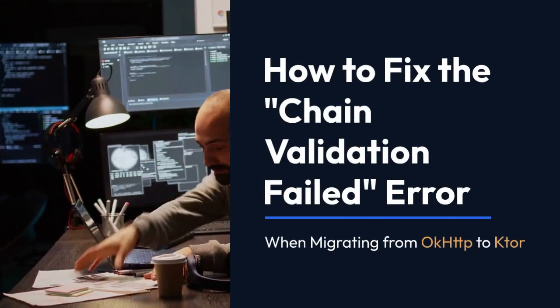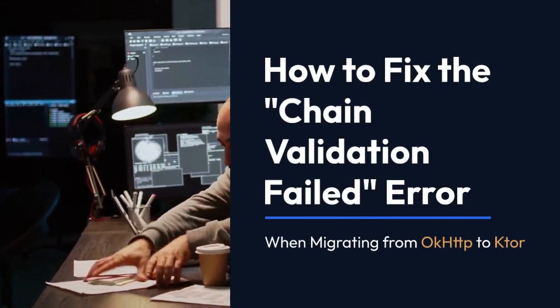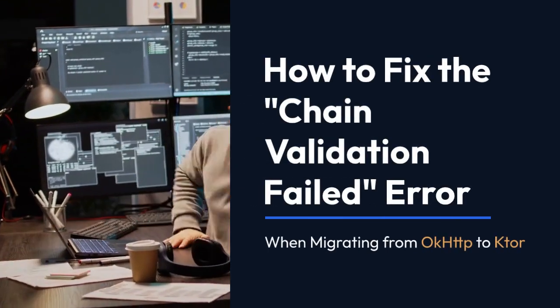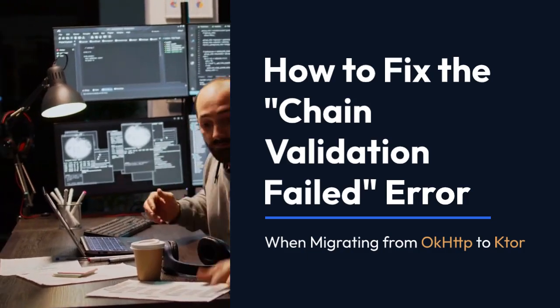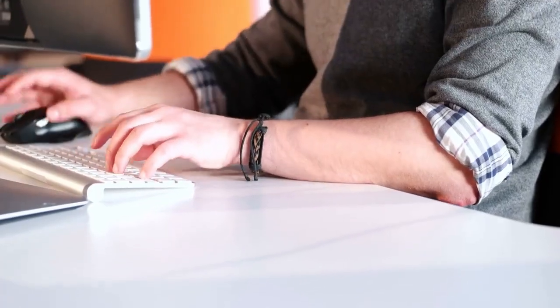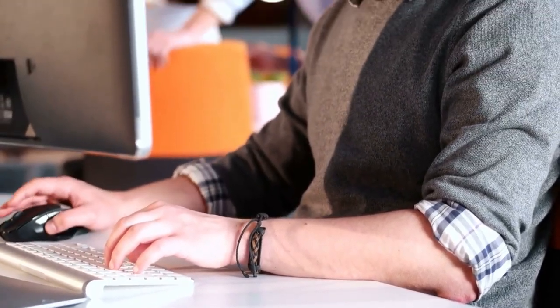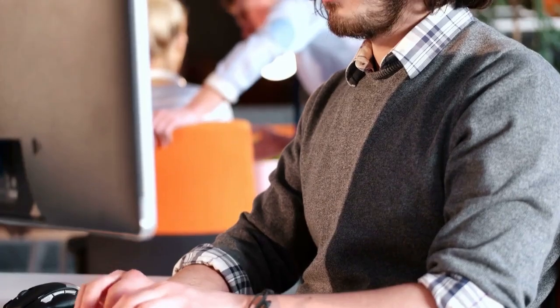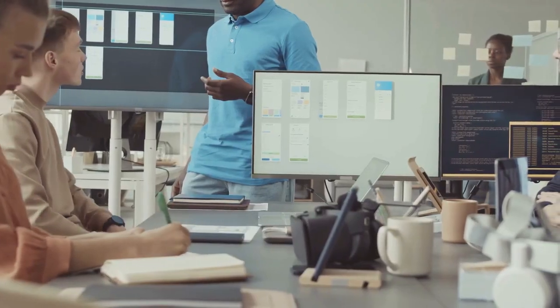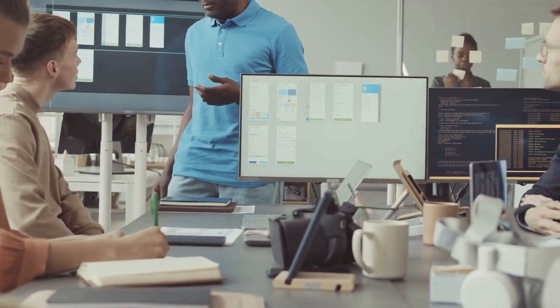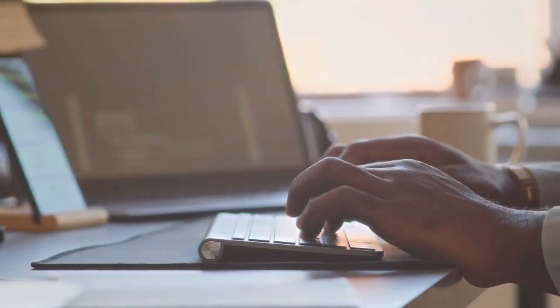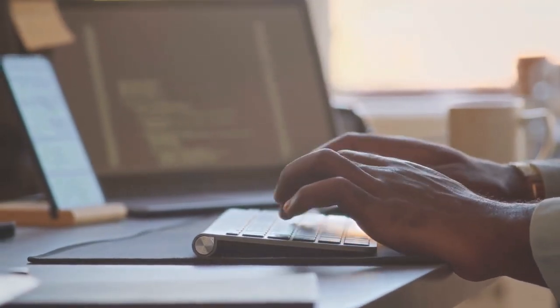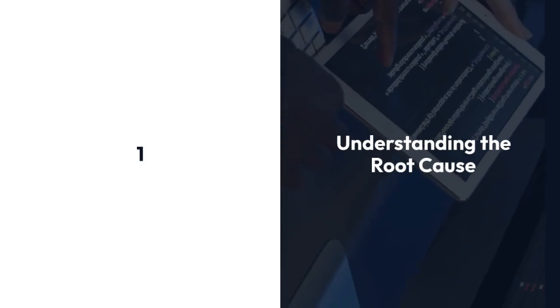We're going to explain how to fix the chain validation failed error you might encounter when migrating from OkHttp to Ktor in your Kotlin projects. This error typically arises because Ktor, by default, uses a different approach to handling SSL certificates compared to OkHttp. OkHttp often comes with more lenient certificate validation settings, leading to issues when you switch to Ktor's stricter default behavior. Here's how to solve it.